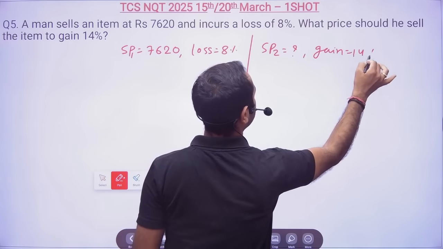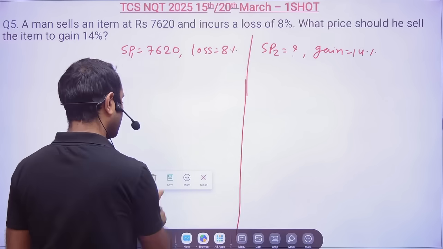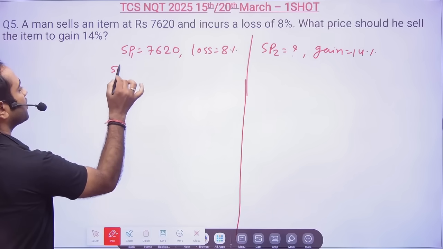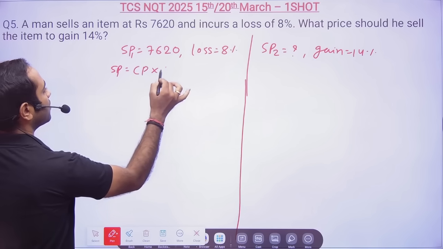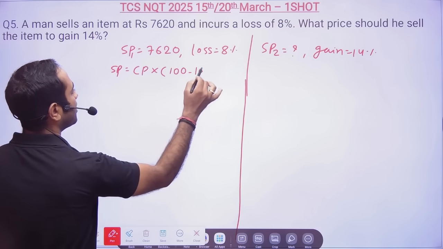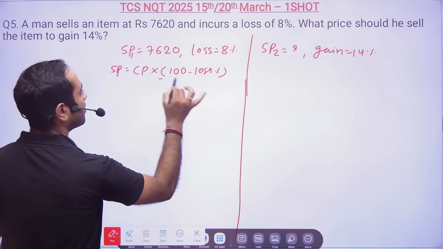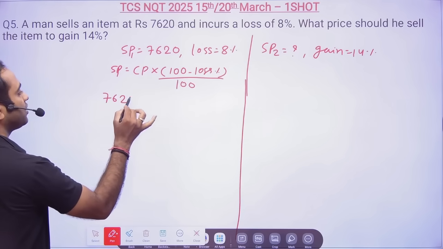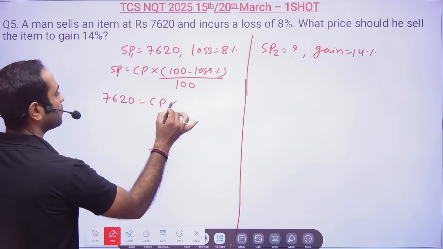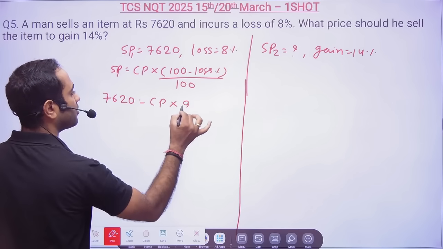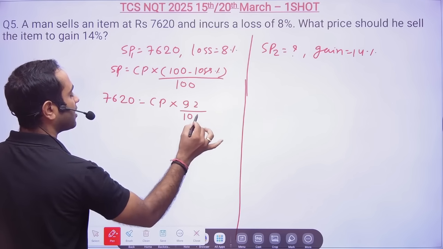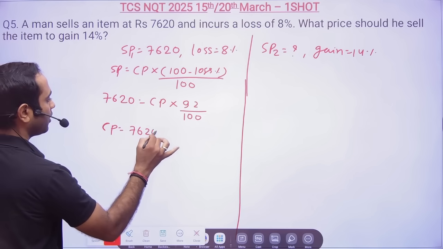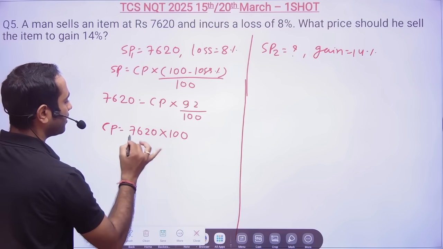So friends, I will tell you the normal method, and then I will tell you the shortcut techniques also. So selling price will be equal to cost price into 100 minus loss percentage divided by 100, because we need to know the cost price. So 7620 equals cost price into 100 minus 8, which is 92, divided by 100. So cost price will be equal to 7620 into 100 divided by 92.